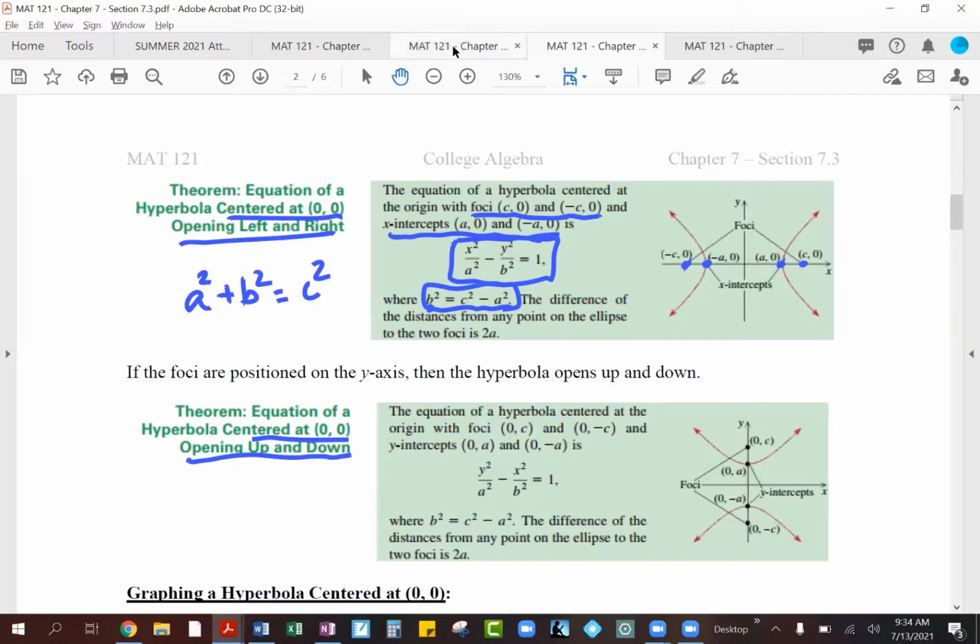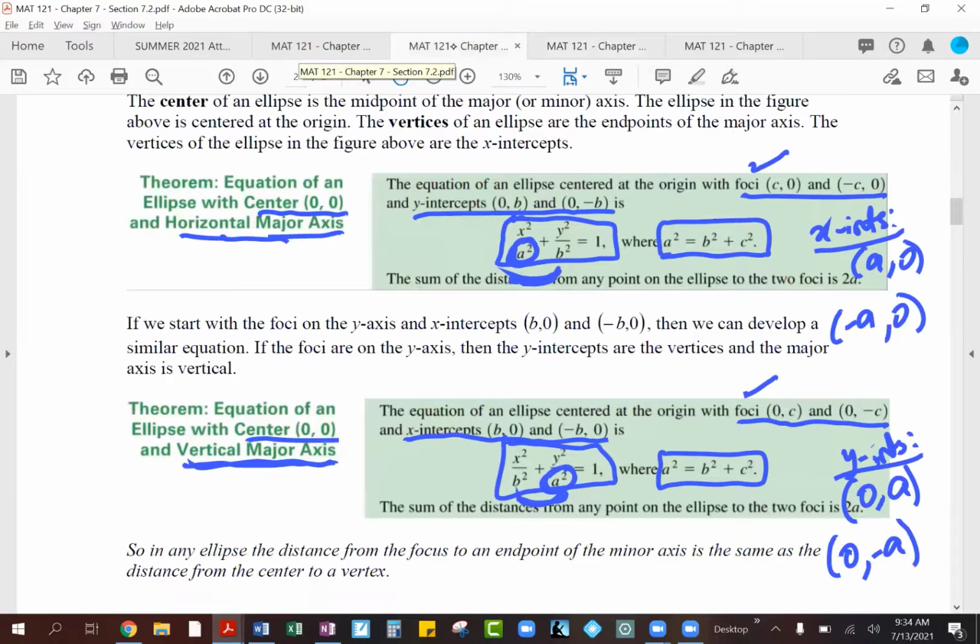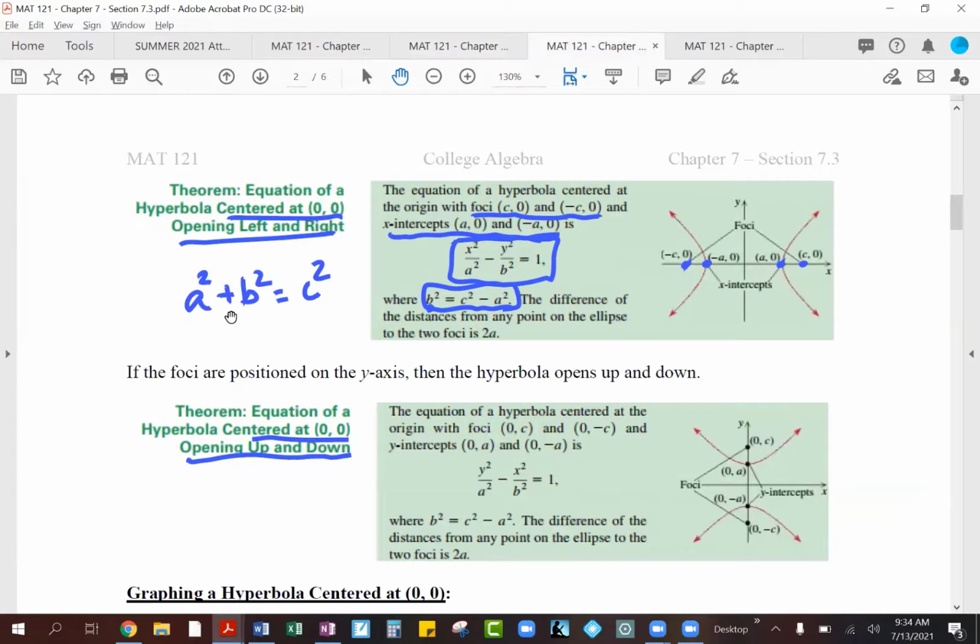And then with the ellipse, the difference is you have A squared by itself on one side and then B squared plus C squared. So your A, B, and C are in the same order. With ellipses, you have the equal sign after the A squared and the plus is between B and C. And over here, you're basically switching the plus and the equal sign. So it's A squared plus B squared, and then you set it equal to C squared. And that's the same thing even if your hyperbola is opening up and down.